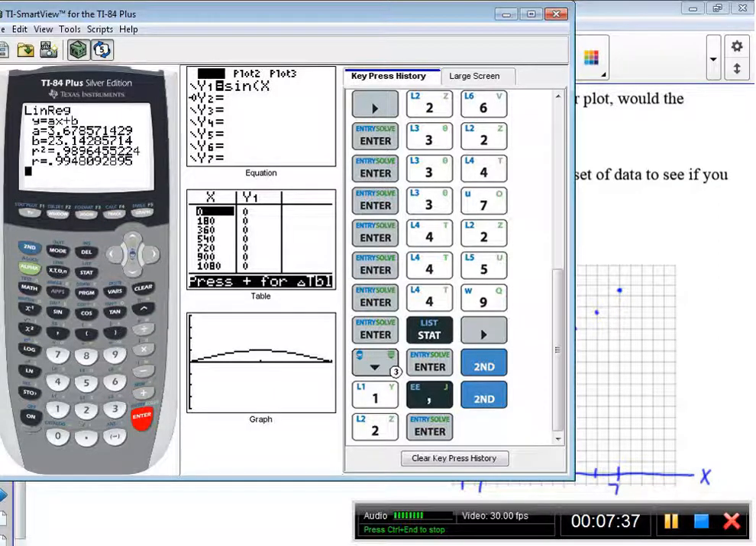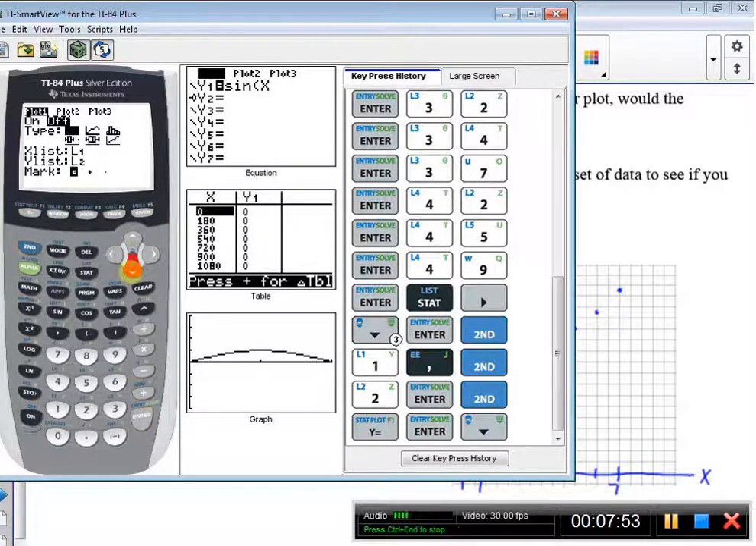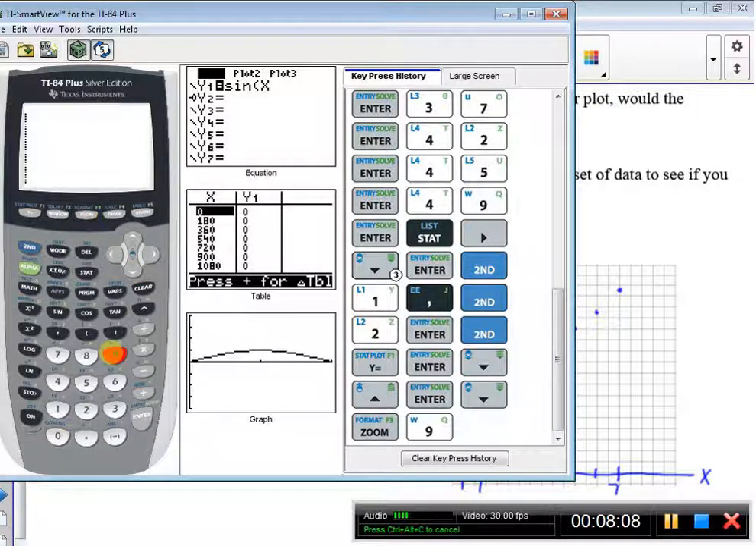All right, now if you want to take a look at the scatter plot, you need to come back here and go to the calculator and turn your plot on. So you need to go to second, y equals, and say I want to turn this plot on. Okay, so when I turn it on, everything else is fine. X list should say L1, Y list L2. To see it, I go zoom 9. There's the scatter plot. That's what I had. It looks close to mine.